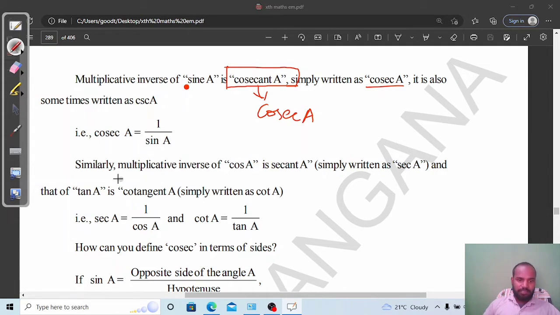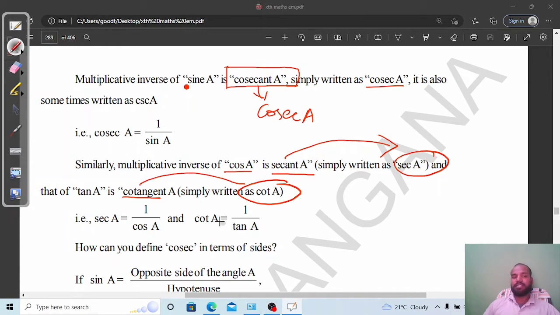Then, secant we simply write as sec. Don't confuse with these names. Next, cotangent we simply call cot A. Are you clear? These are the basic things you shouldn't forget. So we shortly call them cot, tan, sin, sec, cosec.